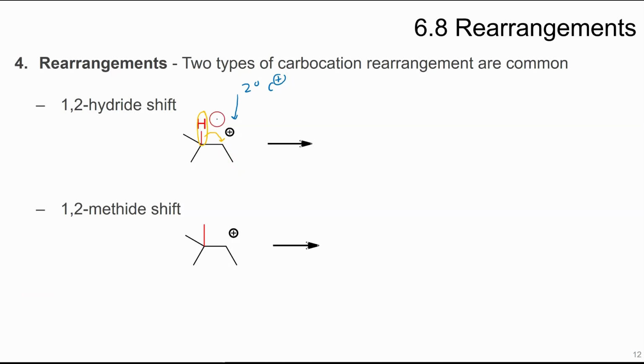But if we shift the hydride over to here, it moves here. And when I move that electron pair over, that positive charge now goes onto this carbon. And this is a tertiary carbocation, which is more stable than the secondary.